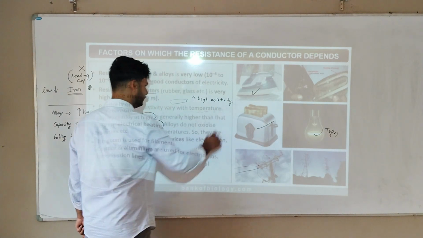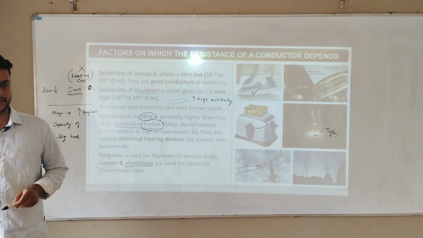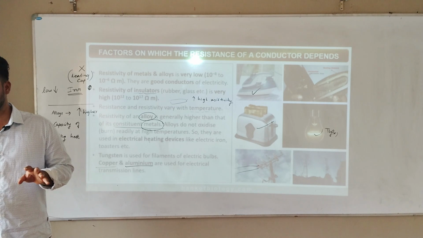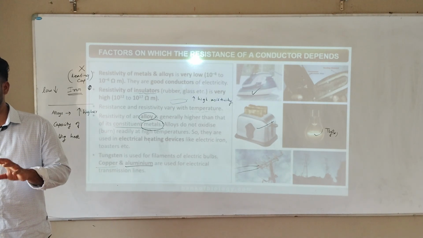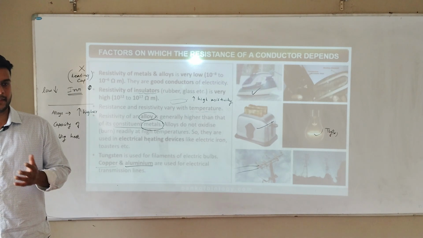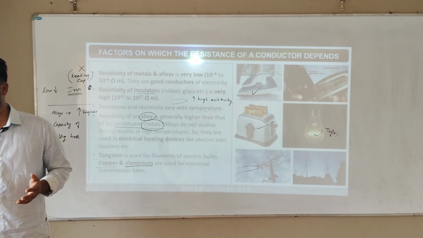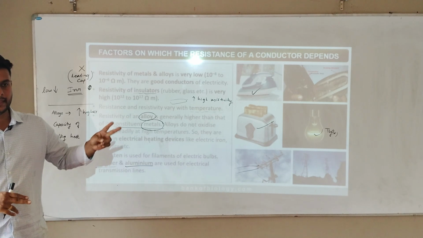Any doubts about the resistivity topic? What did we learn here? We learned that alloys hold high resistivity. They will not burn easily. Whereas metals can burn easily or melt out. There is a problem with metals, but if you use alloys, it's better. For example, in a toaster and iron.